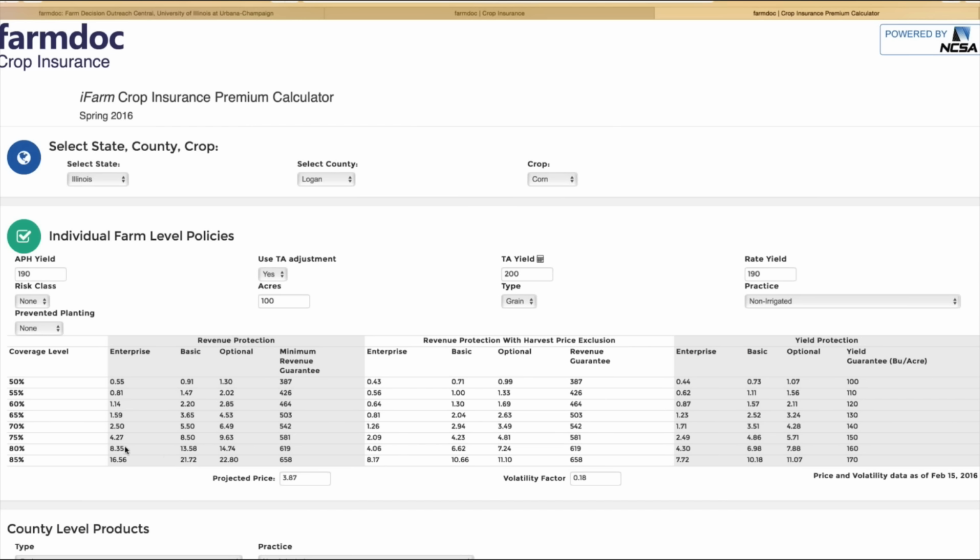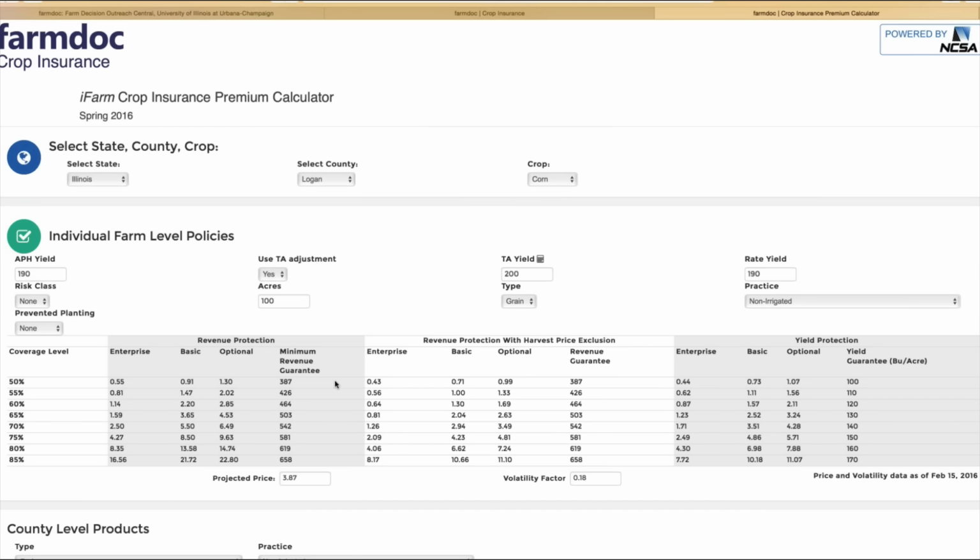Enterprise units are all one crop in a county. Basic divides those crops up by ownership unit. So all owned land would be in one unit. All owned and cash rental land would be one unit. All share rent land, by each share rent landlord, would be another unit. An optional unit divides those basic units by township section.